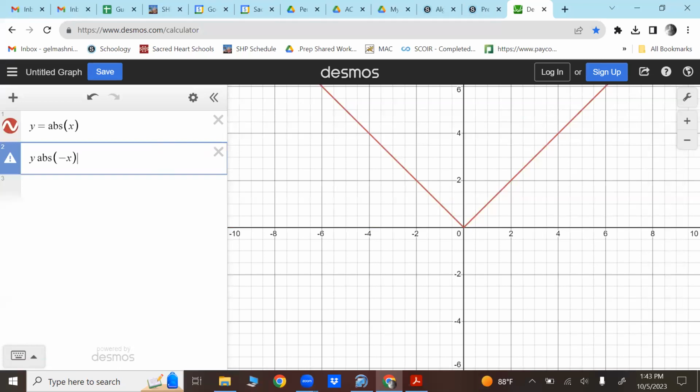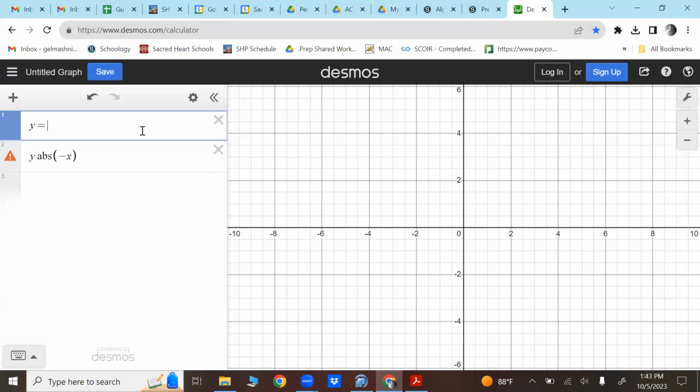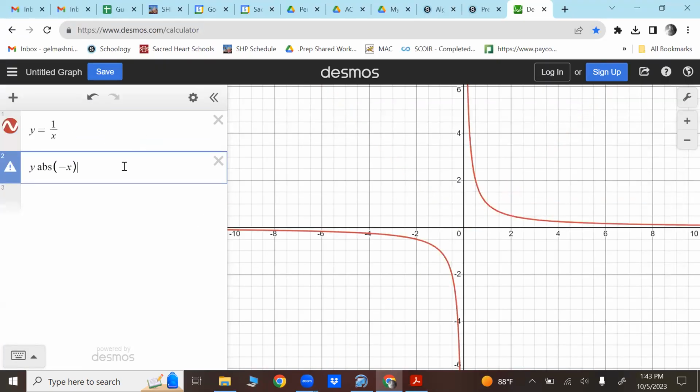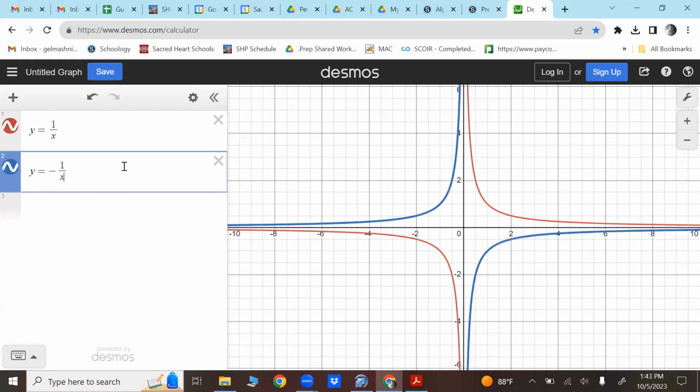And the last one was, which one? 1 over x. So that will flip over the y-axis. But also it's going to look like flipping over the x-axis as well. So that does flip over the y-axis, but also flips over the x-axis too. Actually, I should have put it next. There we go. Same thing.